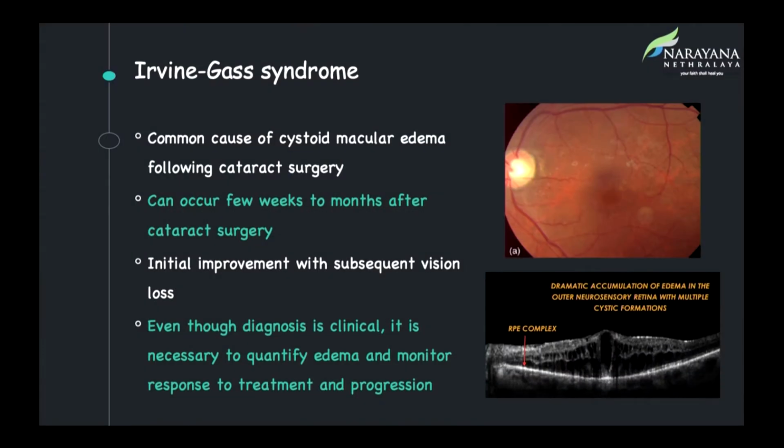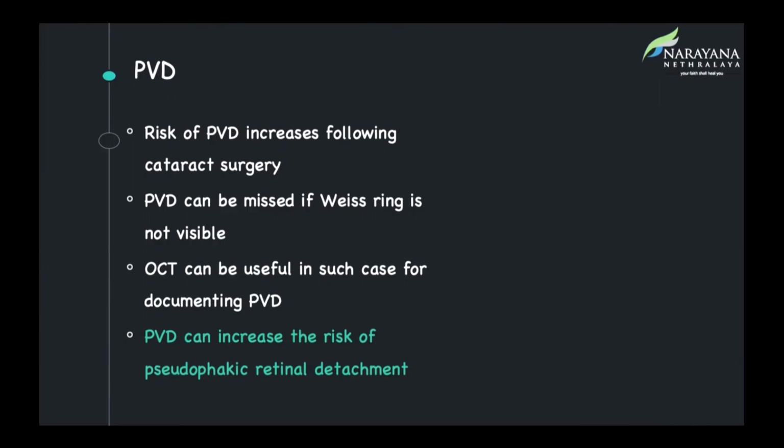Irvine-Gass syndrome is another post-op condition where the patient might have been normal. These are patients who have diabetes, who might have subtle preretinal barrier breakdown. Once you do the cataract surgery, they end up with a gross cystoid macular edema like this. We all know that once we do a cataract surgery, there can be a posterior hyaloid separation. The risk of PVD following cataract surgery is a known thing.